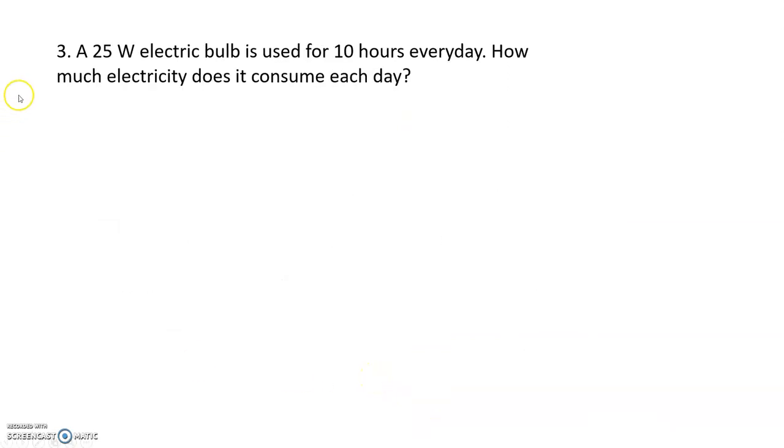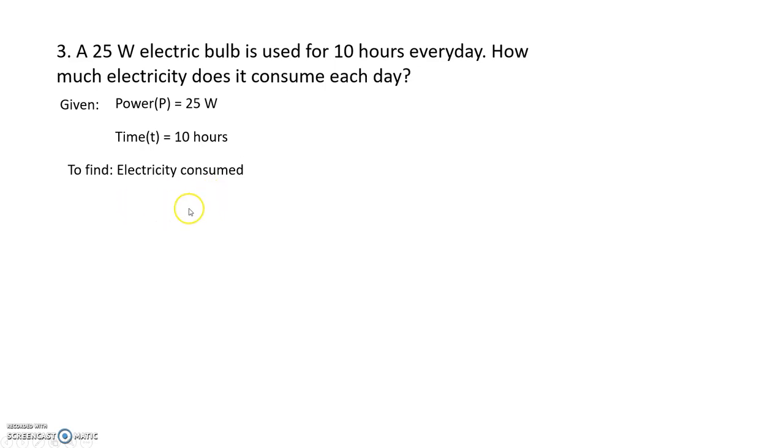Let's go to the third sum. A 25-watt electric bulb is used for 10 hours every day. How much electricity does it consume each day? So let's write down given. Power is equal to 25 watt. Time is 10 hours. So I kept it as it is. How much electricity does it consume each day?